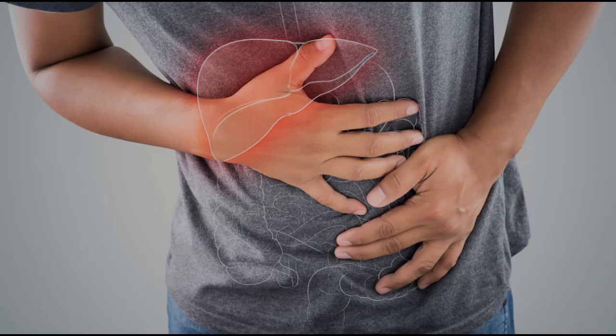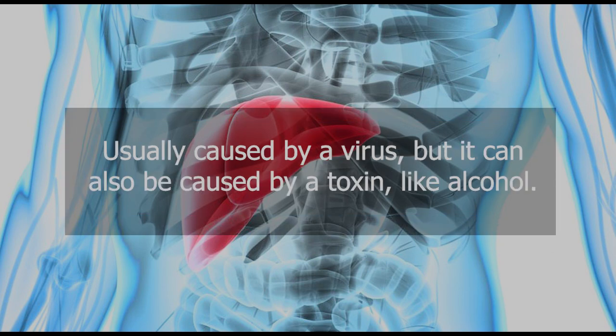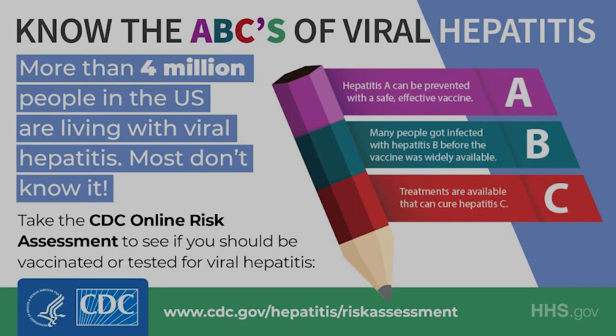Hepatitis is an infection that attacks the liver. The word hepatitis actually means inflammation of the liver, and it's caused by a virus or even a toxin like alcohol when it's heavily abused, the three most common types being hepatitis A, B, and C.